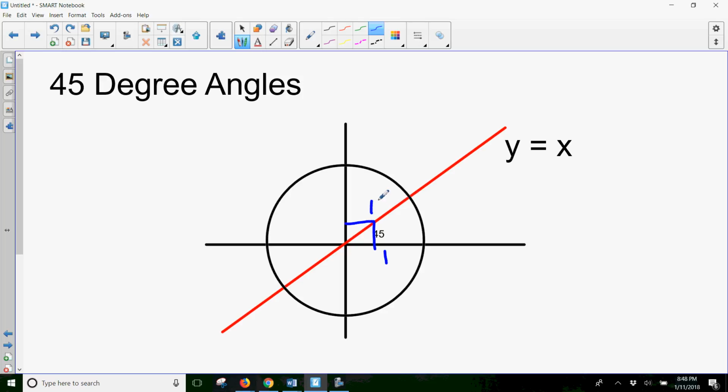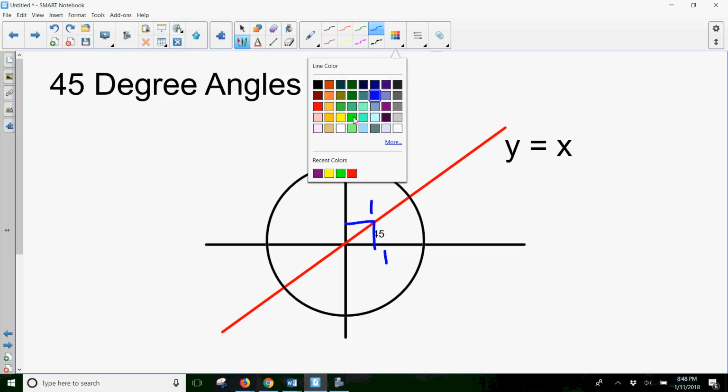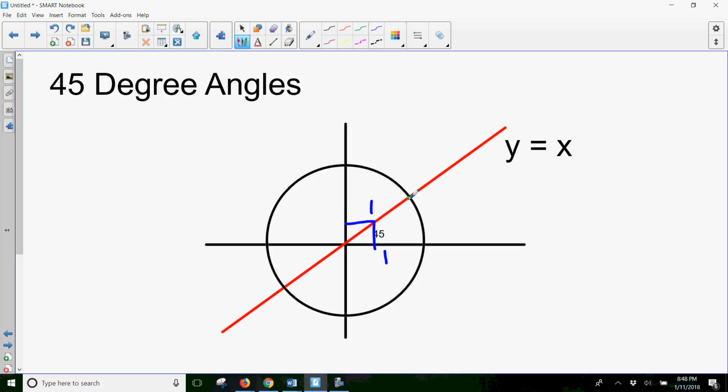And then this is a unit circle, so we know it has a radius of 1. So this length and this length are both 1. But we're going to go ahead and drop a perpendicular down and then across. So here we make a right triangle. And this point here will have x comma y, and that's what we're going to try to solve for. Okay, let's take a look.